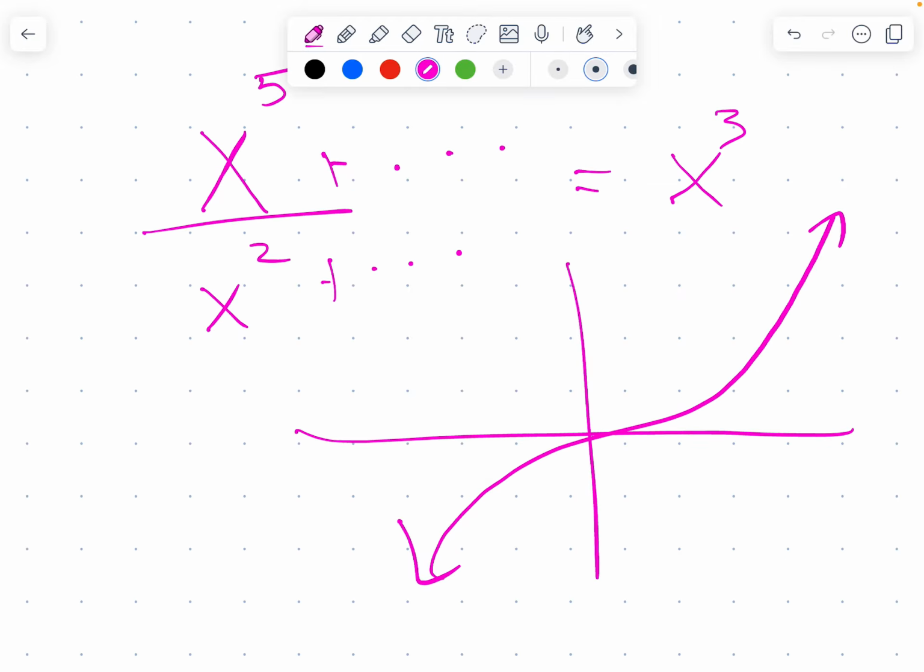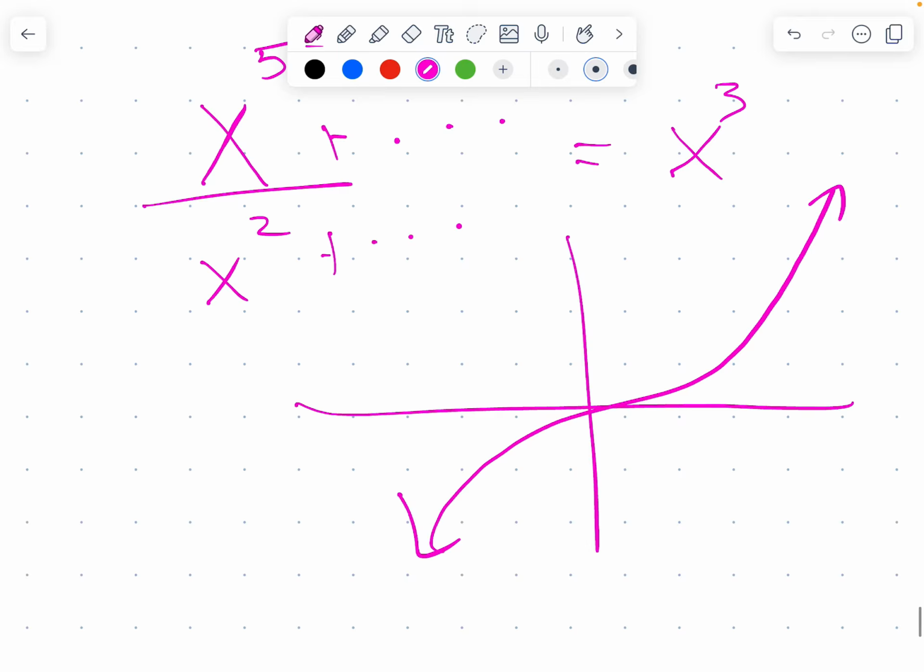Okay, that's it. So this is everything about end behavior. Just send me a message if anything here doesn't make sense.